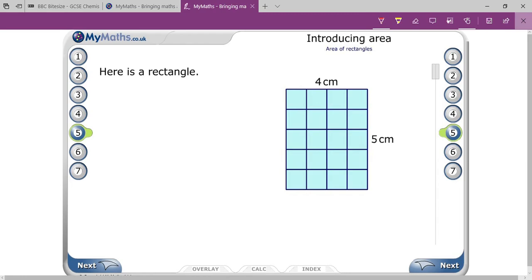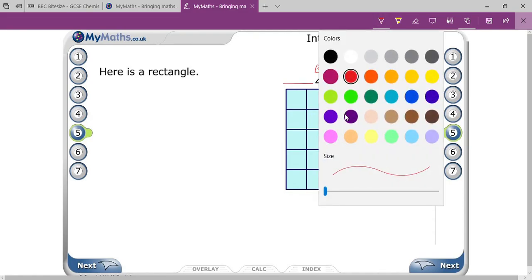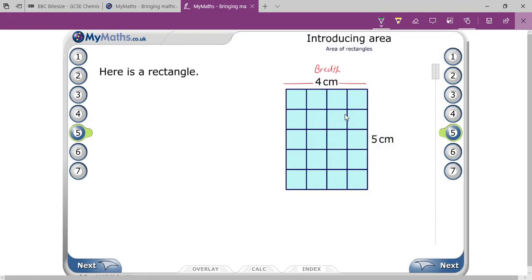So here I'm going to explain the area of a rectangle. You can see that this is your breadth, the shorter side, which is defined as breadth. And the longer side is assigned as length.